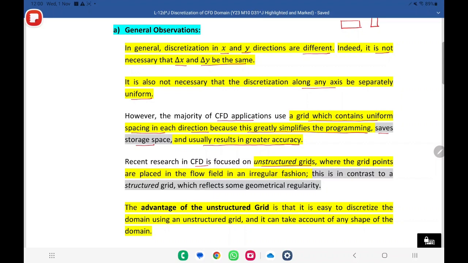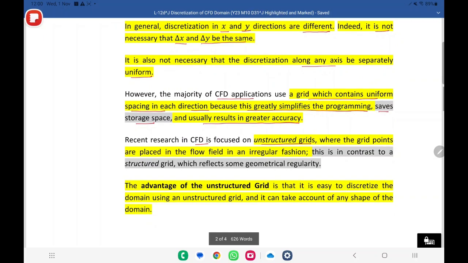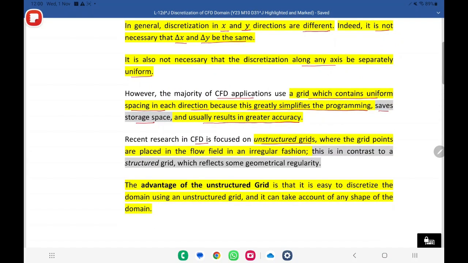Okay, there is no relation between the size of the grid as such. Okay, so unstructured grid, where the grid points are placed in a flow field in an irregular fashion. So what is the difference between the two?